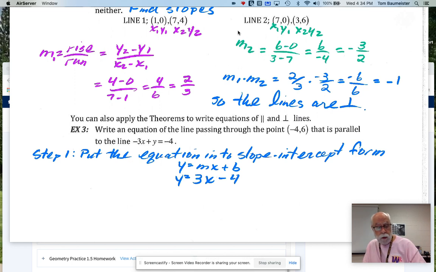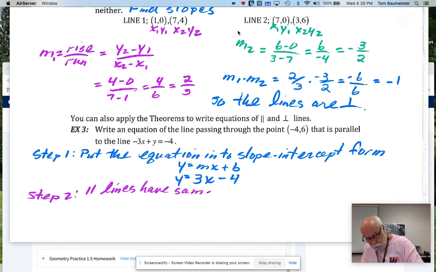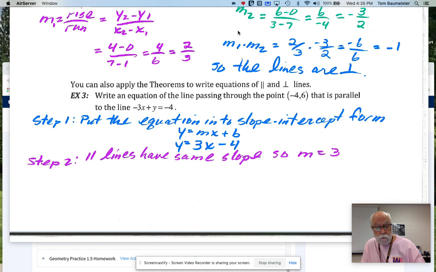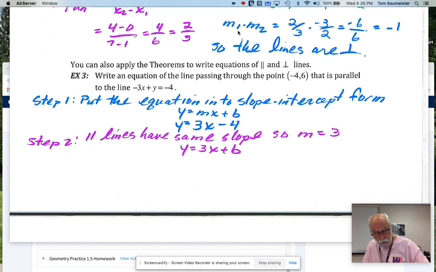Now step 2. We know that parallel lines have the same slope. So for our next problem, we know that m is going to equal 3. All right? So we're going to write this now as y is equal to 3x plus b. Okay? Now you're going to find the y-intercept.